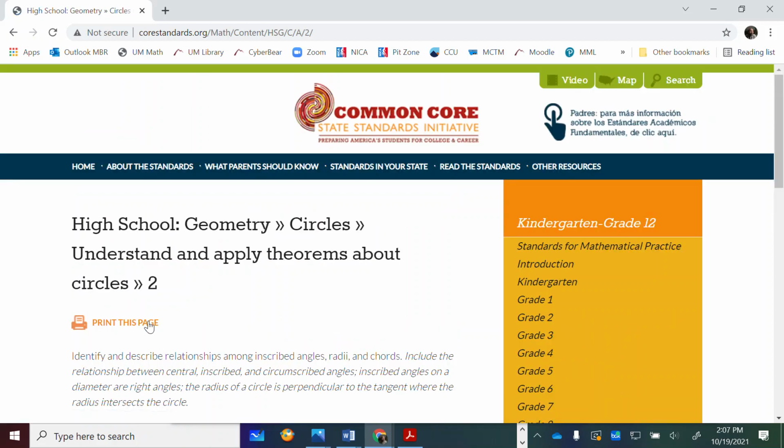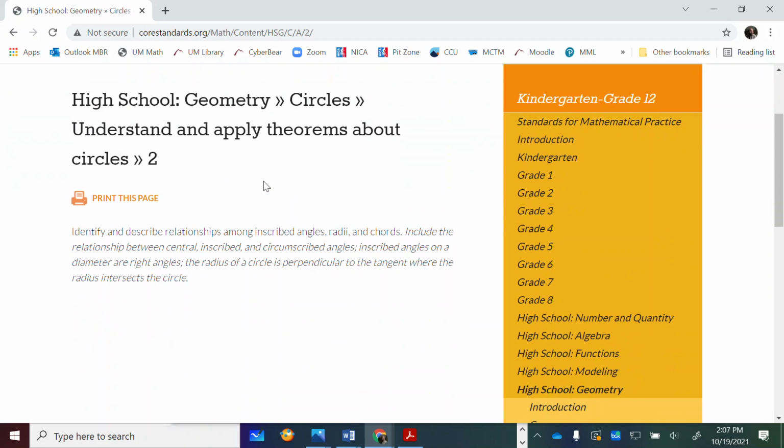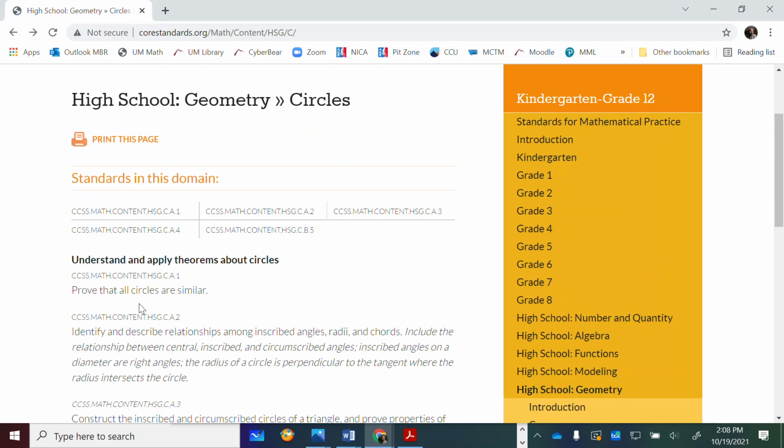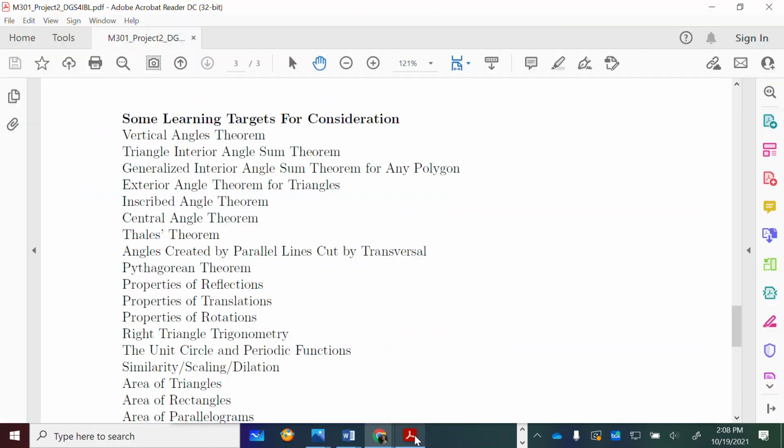So what I would probably do is copy this particular standard and its definition, and give its Common Core code, HSG, so high school geometry, standard C, which I think stands for circles, and it's A2. And then I'd copy this text. So that would be my Common Core standard.